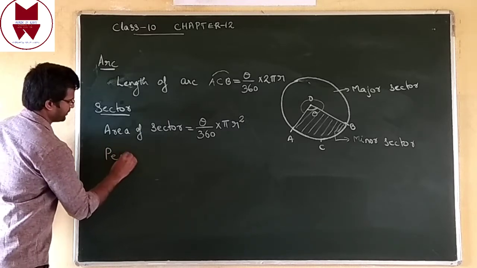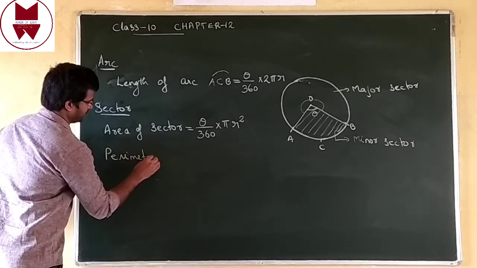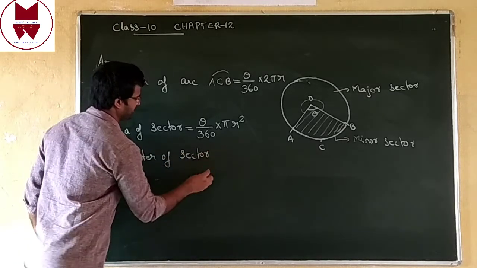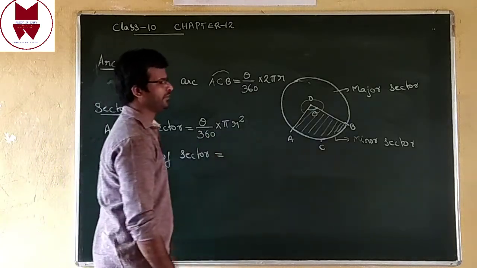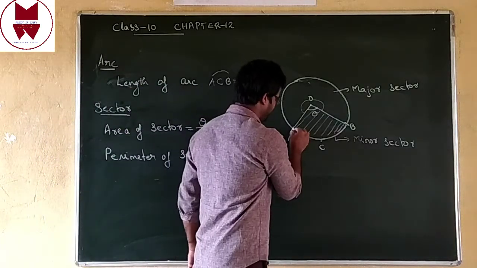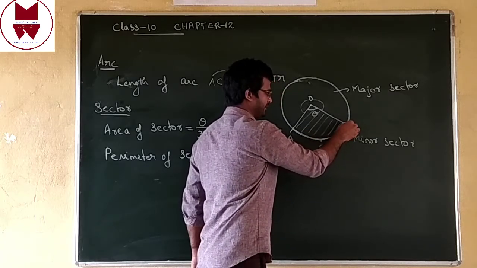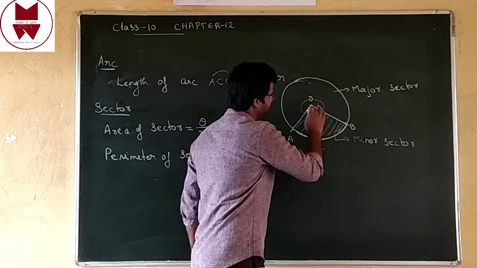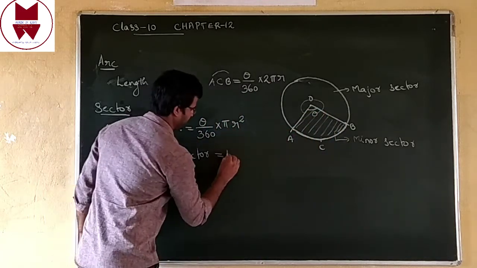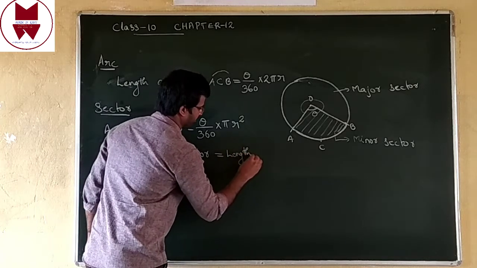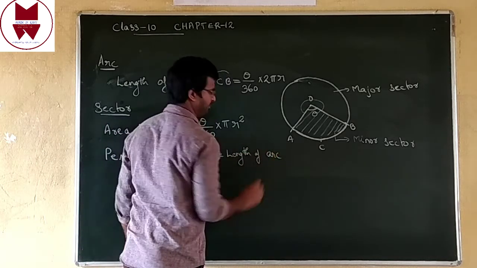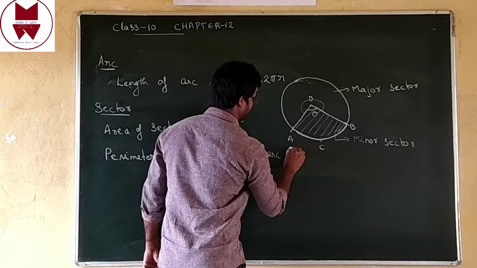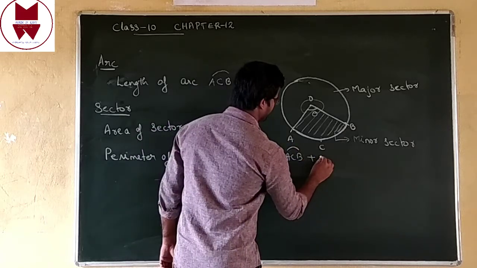Now, next, perimeter of sector. How can we find out the perimeter of sector? From here, what is this? This is length of arc, isn't it? Then this is radius, again one more radius. That means length of arc plus 2 radius. What is the name of arc in this question? ACB. Length of arc ACB plus 2 into r.